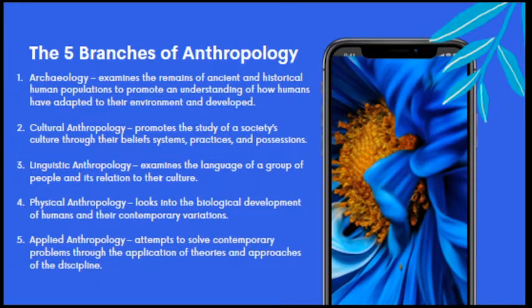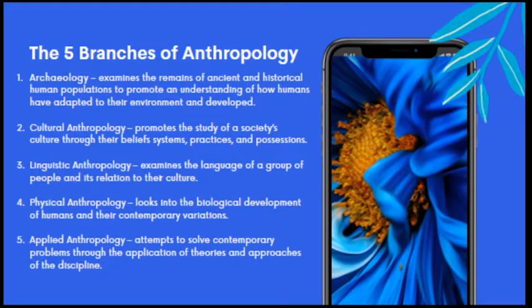We have the 5 branches of anthropology, namely archaeological, cultural, linguistic, physical, and applied anthropology. The first branch is archaeology, which examines the remains of the ancient, the history of humans, and how humans have adapted to their environment and how they developed. The second one is cultural anthropology, the study of society's culture through their belief system, practices, and their possessions.